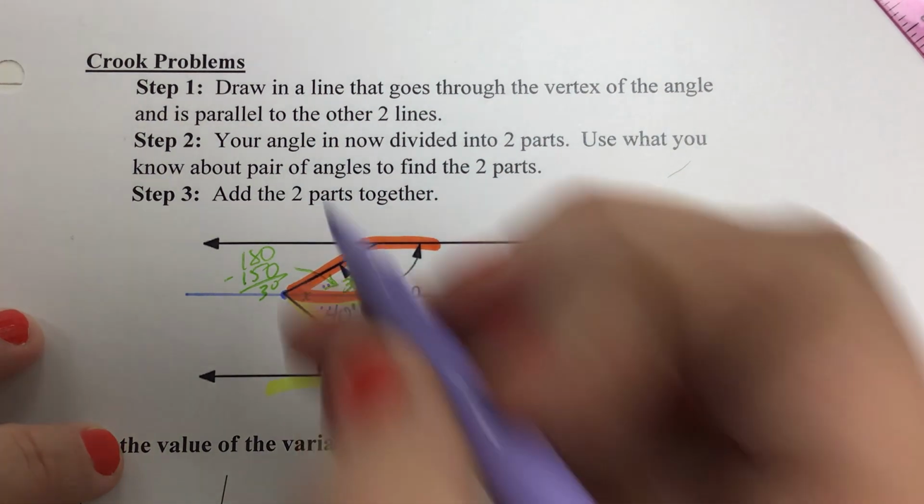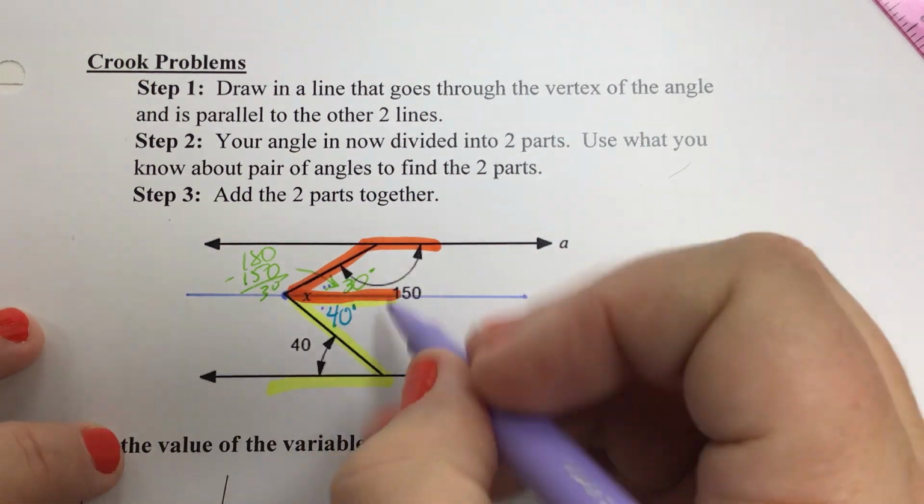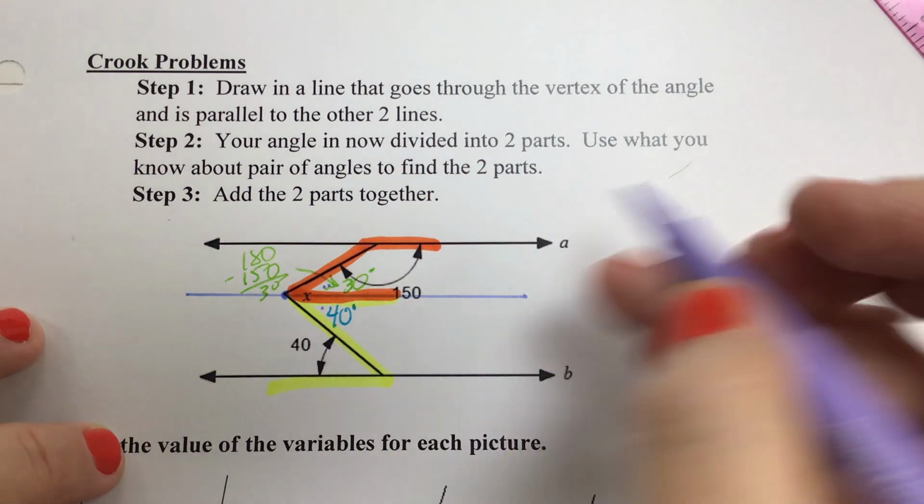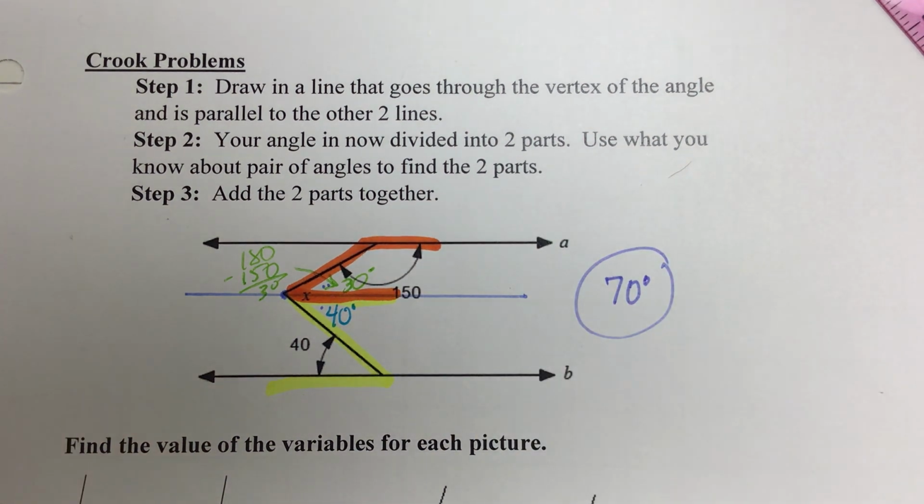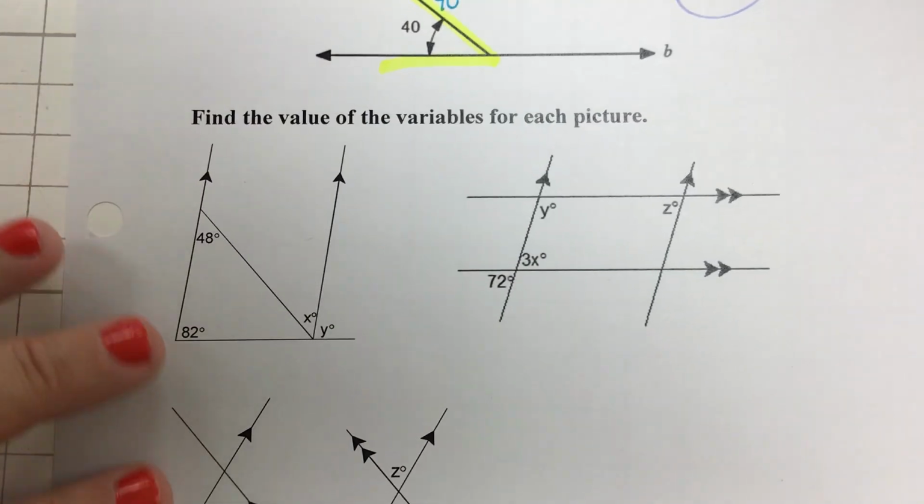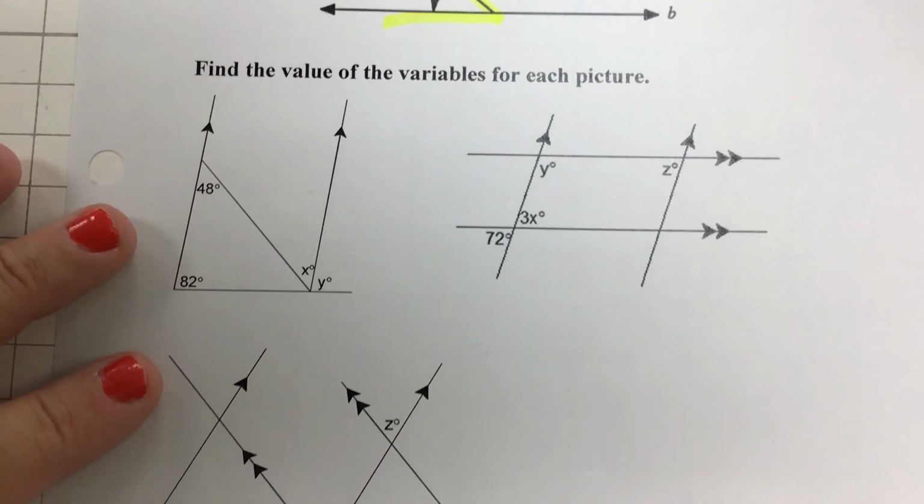To answer my question, it says step 3, add the two parts together. So what is 40 plus 30? My final answer is going to be 70. So again, that is how you approach a Crook problem. Okay, now let's try the other kind of problems I have here.